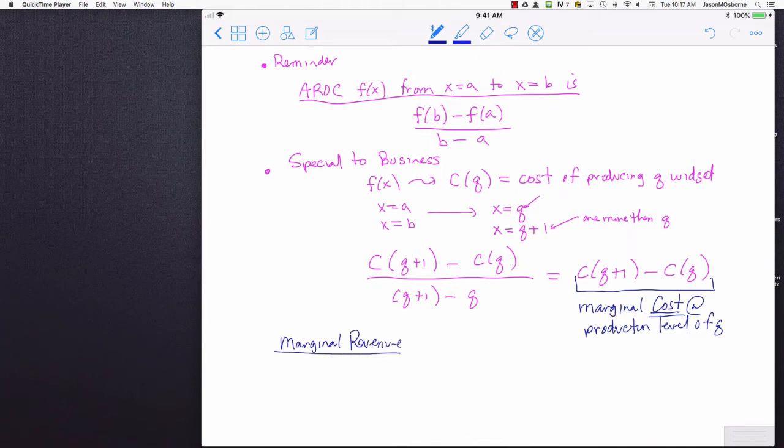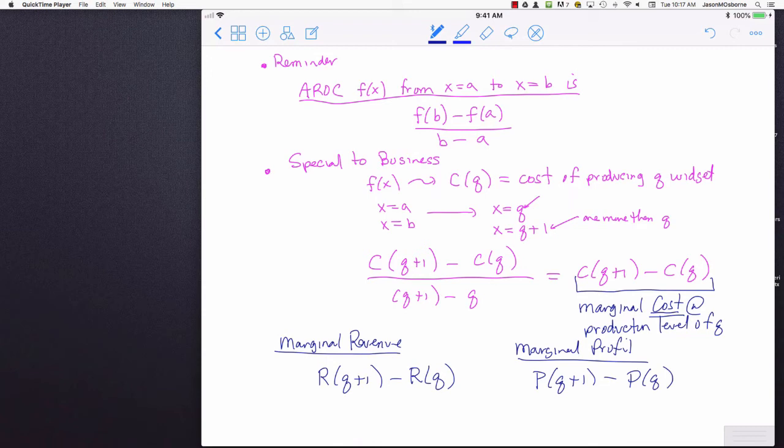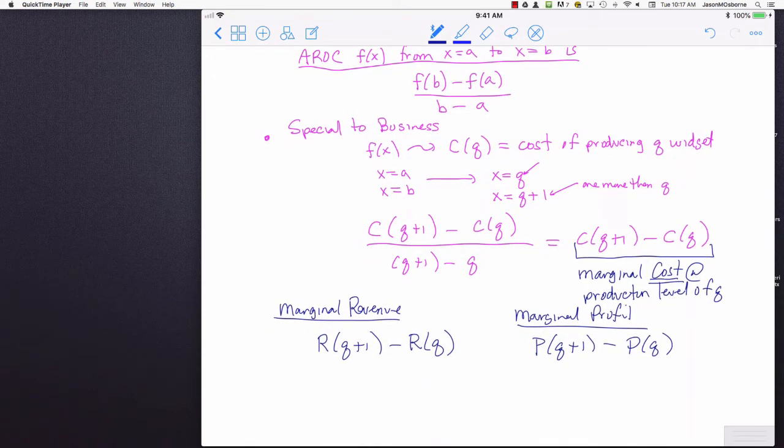Okay? And so there's not just the marginal cost, there's also the marginal revenue. Okay, how much the change in your revenue. This would be the revenue at Q plus 1 items minus the revenue for selling Q items. There's the marginal profit. Okay, and this is the profit for selling Q plus 1 items minus the profit for selling Q items. Okay, and so the definitions are the same. The marginal is always this plus 1 idea.